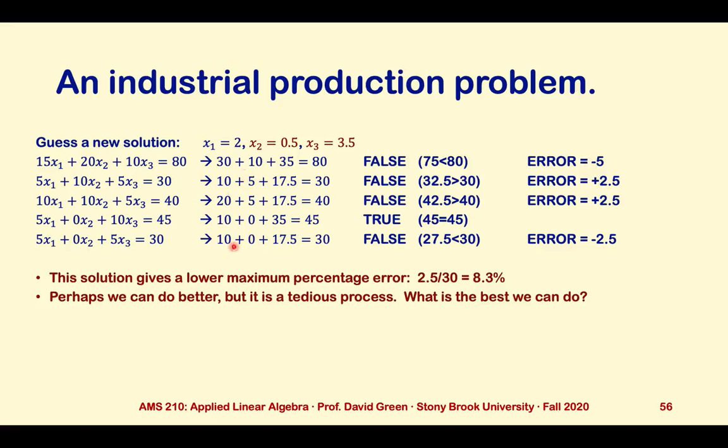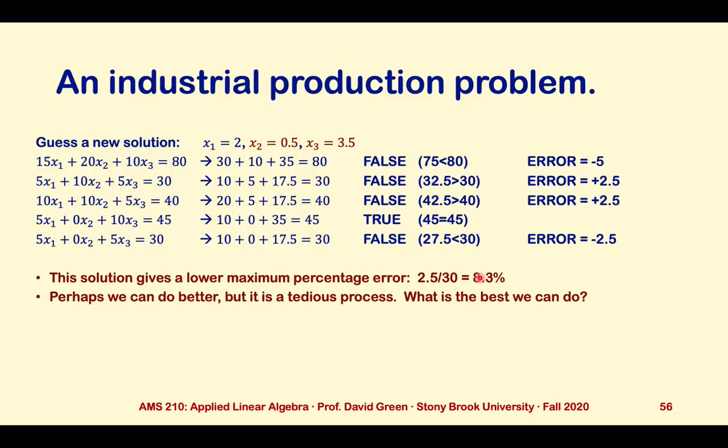However, the maximum percent error of this is significantly lower. The largest percent error is 2.5 over 30, which is actually a lower percent error than the 5 over 80, which is about 8.3%. We've actually decreased the error by 50% in a percentage sense. That's a significant improvement. We're below 10% error.